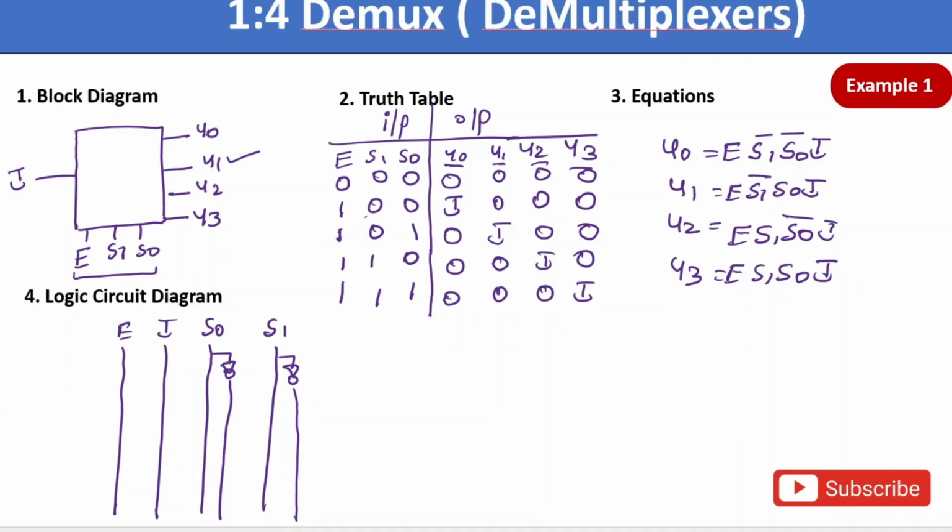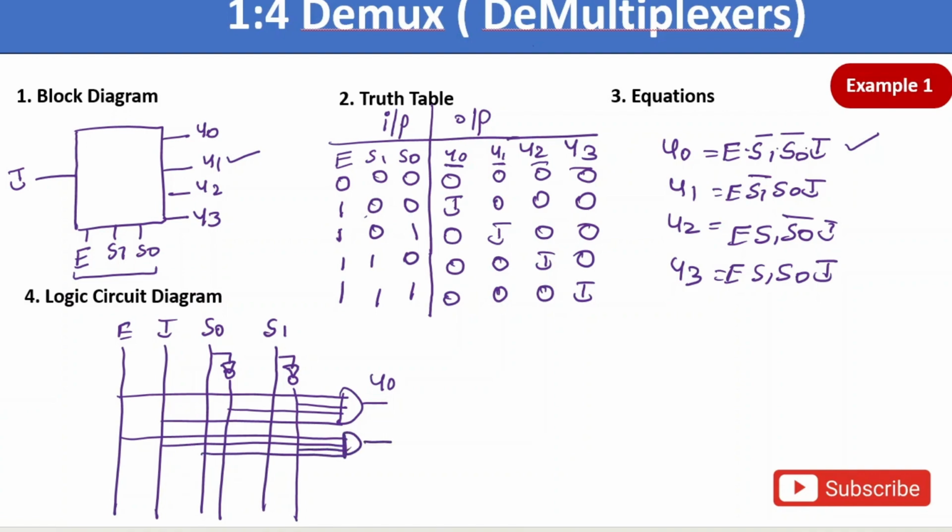Now let's represent them one by one. First one: enable, S1 bar, where S1 bar means use this NOT gate, S0 bar into I. All will be enclosed with an AND gate because there is a dot in between them. So we will represent it using an AND gate. This is output Y0. Next, output Y1: enable is used, I is used, next S1 bar and S0 are used, enclosed with an AND gate.